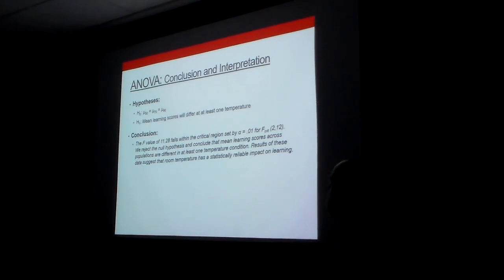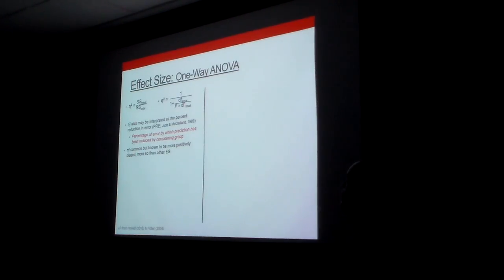My conclusion here might be: the F value of 11.28 falls beyond the critical region, with alpha set at 0.01. Reject the null hypothesis. Conclude that learning scores across these populations are different in at least one temperature condition. Results suggest that room temperature has a statistically reliable impact on learning. We'll see how we translated our omnibus test into an interpretation here. All right, cool.